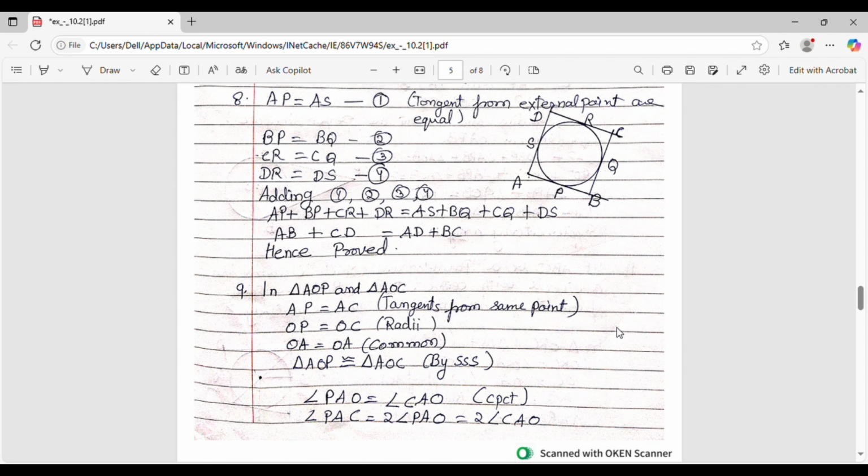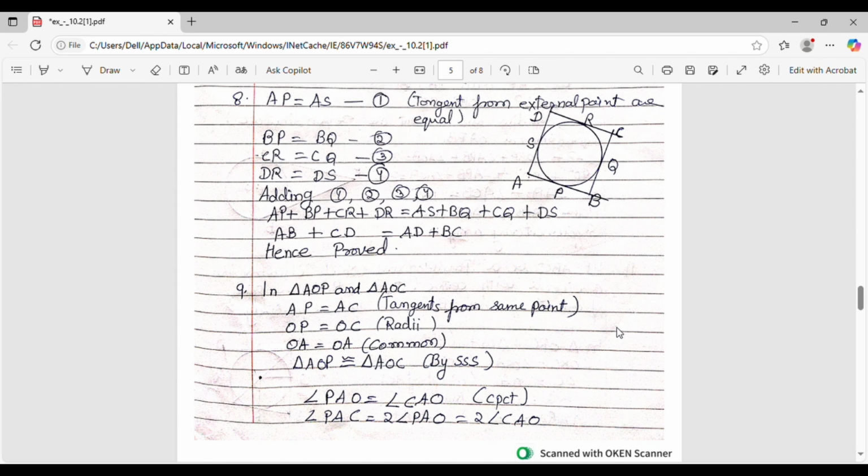Question number 9. In the given figure, XY and X dash Y dash are two parallel tangents to the circle with center O and another tangent AB with the point of contact C intersecting XY at A and X dash Y dash at B.